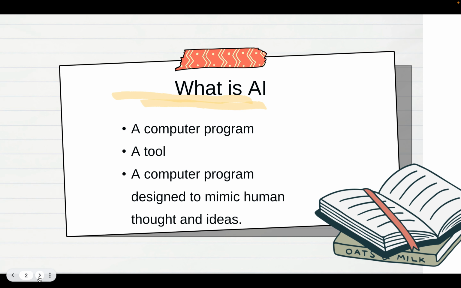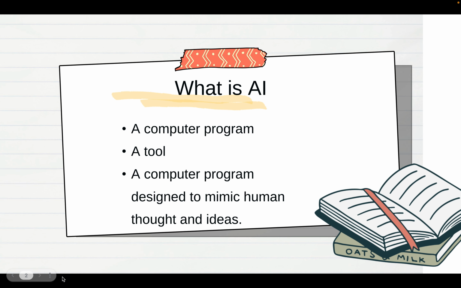To begin, I'd like to start by defining what AI is. AI is a computer program created as a tool. It's designed to mimic human ideas and thought. There's two sides to AI, which we'll discuss later in these slides. There's an open source and a closed source AI. Both have different uses. It's part of the good, the bad, and the ugly.